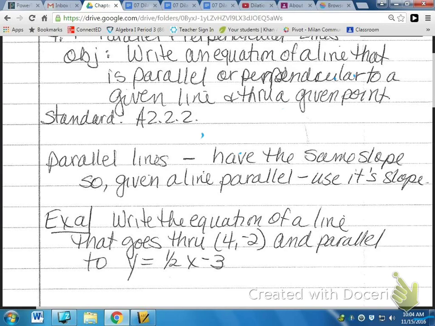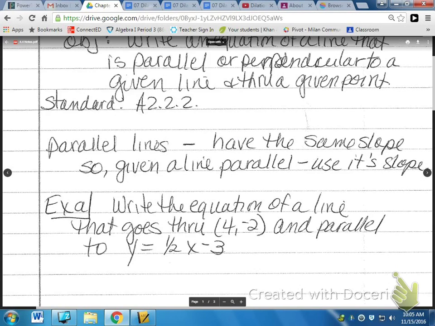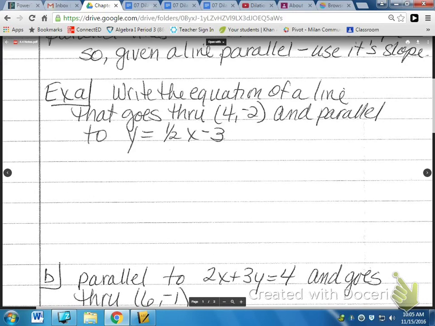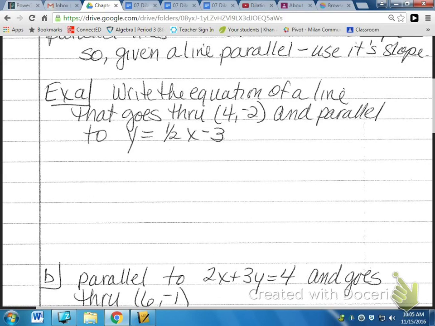Now here's what's going to happen. Example A is a very typical problem. It says, write the equation of a line that goes through 4, -2 and is parallel to y equals 1/2 x minus 3. The only thing that you need from that equation is that right there. That's the only thing you need. Throw the rest of it completely away. Forget about it.